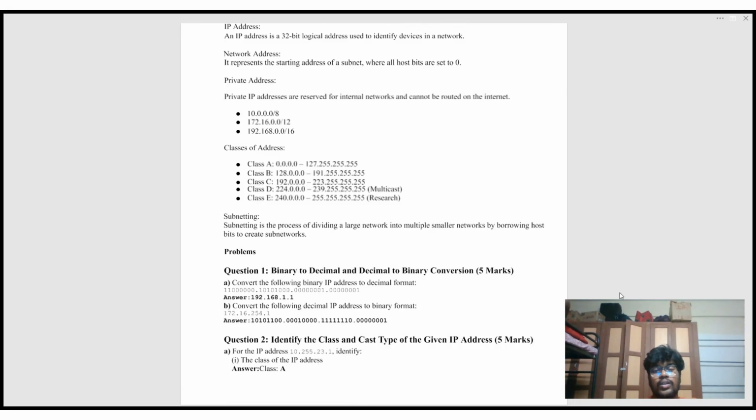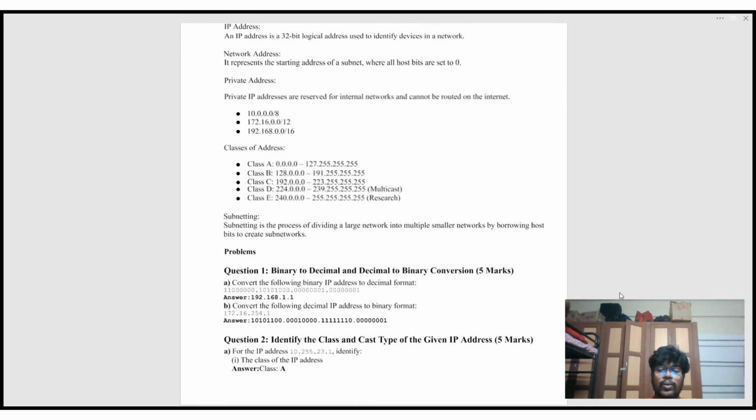Now, the classes of addresses. They have 5 classes: A, B, C, D, E. Class A defines 0 to 127 and Class B defines 128 to 191. Class C defines 192 to 223. Class D defines 224 to 239. Class E defines 240 to 255. Class D is for multicast, and Class E is reserved for research.